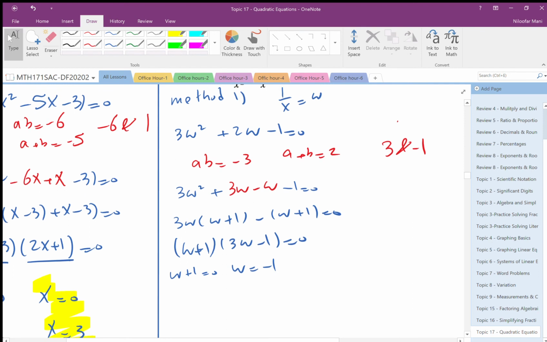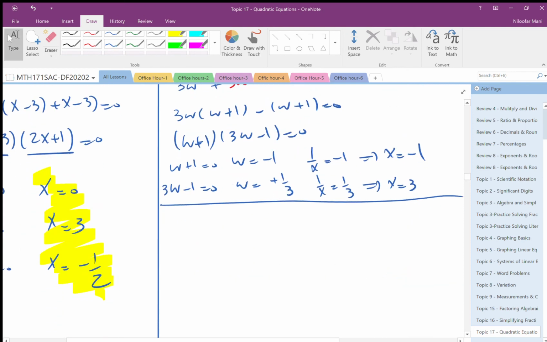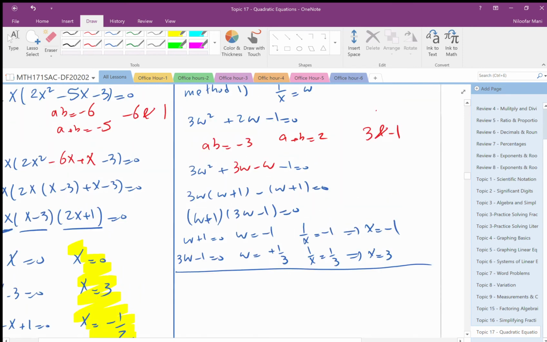But what is w? 1 over x. So 1 over x is minus 1. Then x is minus 1. Okay? Yes. So 3w minus 1 equals 0. So w is 1 over 3. So 1 over x is 1 over 3. Therefore, x is 3. Okay? This is one method.